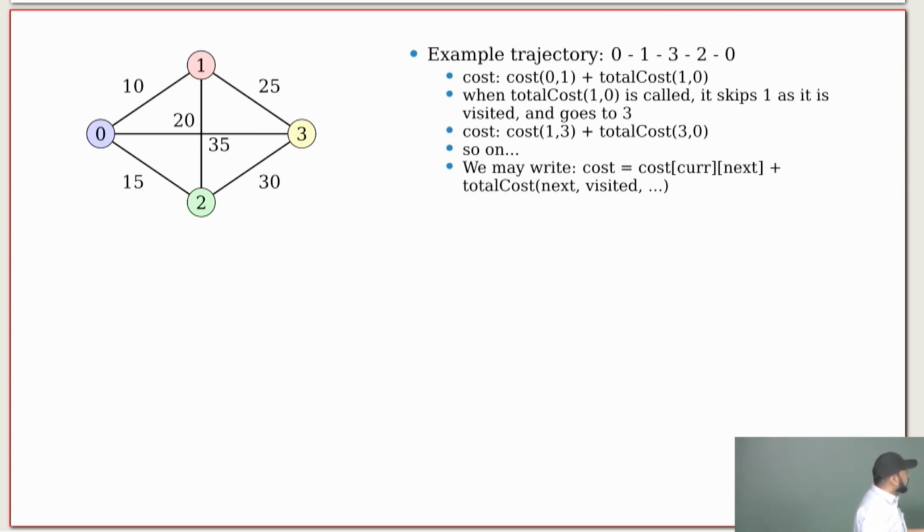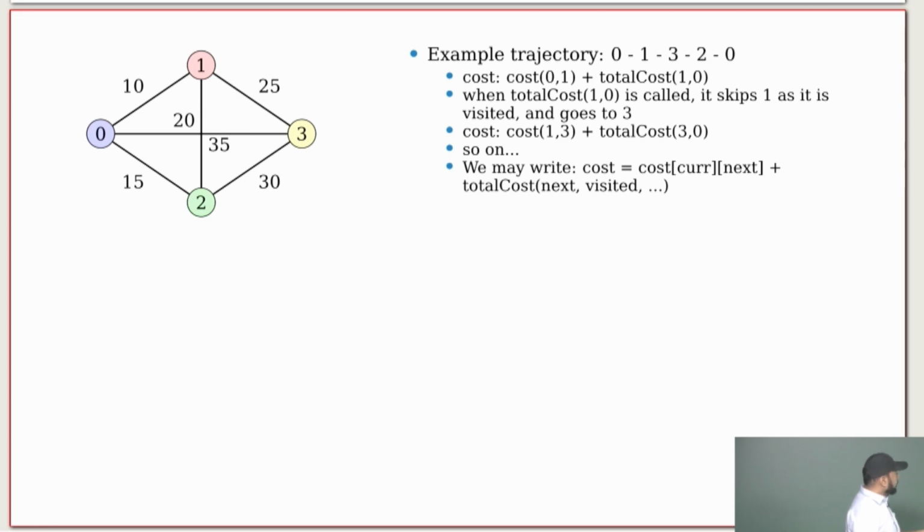When the total cost from 1 to 0 is computed, it will skip 1 obviously because it's already visited. In fact, 0 is also visited. So 0 and 1 are visited cities now. What is unvisited is now 3 and 2, and then obviously it has to come back. These it has to keep in mind, and in this case, according to this trajectory, it will go to 3. Again the cost will be 1 to 3, going from 1 to 3, and then the total cost going from 3 to 0, and so on. Okay, so this is the way we see this.